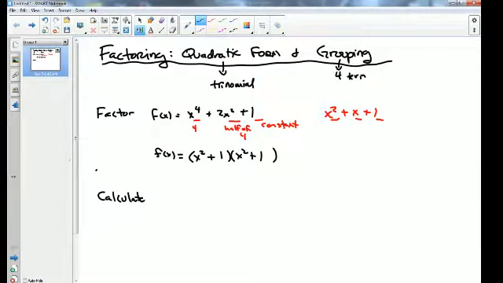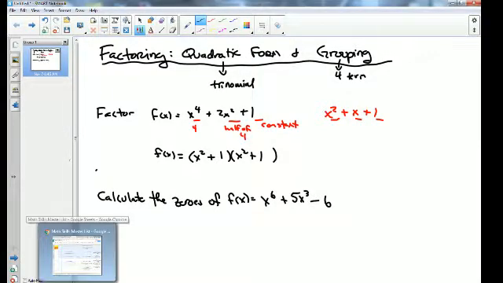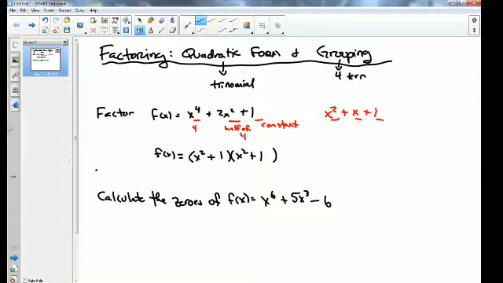But I could also say calculate the zeros of x to the 6 plus 5x cubed minus 6. Does that work? Yeah, it does. It's the same type of problem. Would you still do x squared?